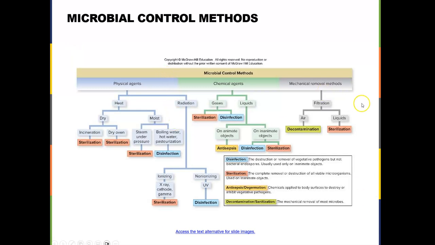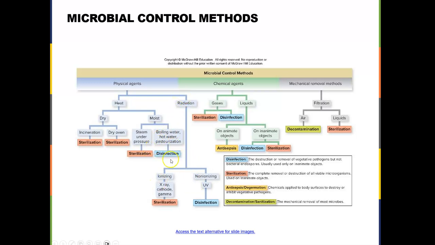This is showing the three categories we're going to talk about: physical agents, chemical agents, and mechanical agents. So for physical, we've got heat and radiation. Heat can either be dry or moist. Dry would be incineration or the dry oven that achieves sterilization. Moist, under pressure, gets you sterilization, which is your autoclave. Boiling water, hot water, pasteurization just gets you to disinfection.